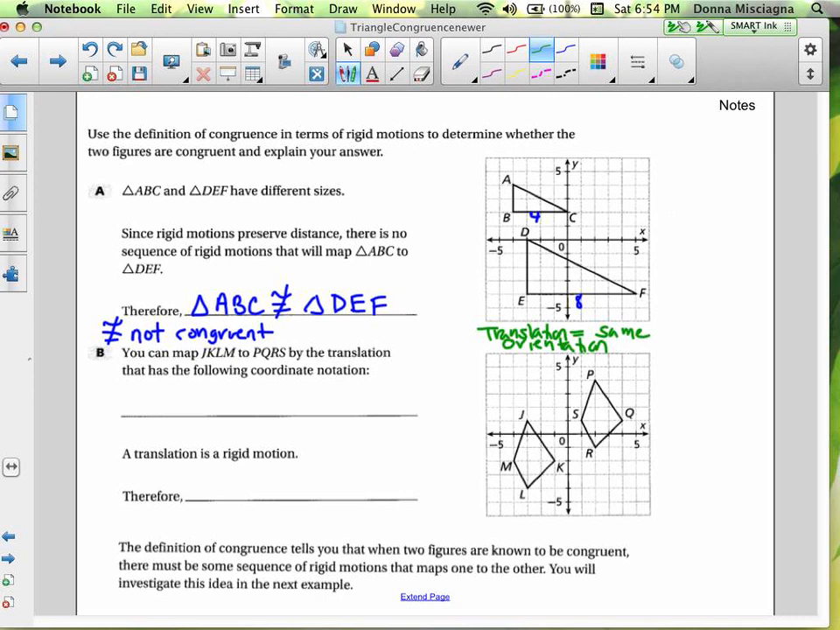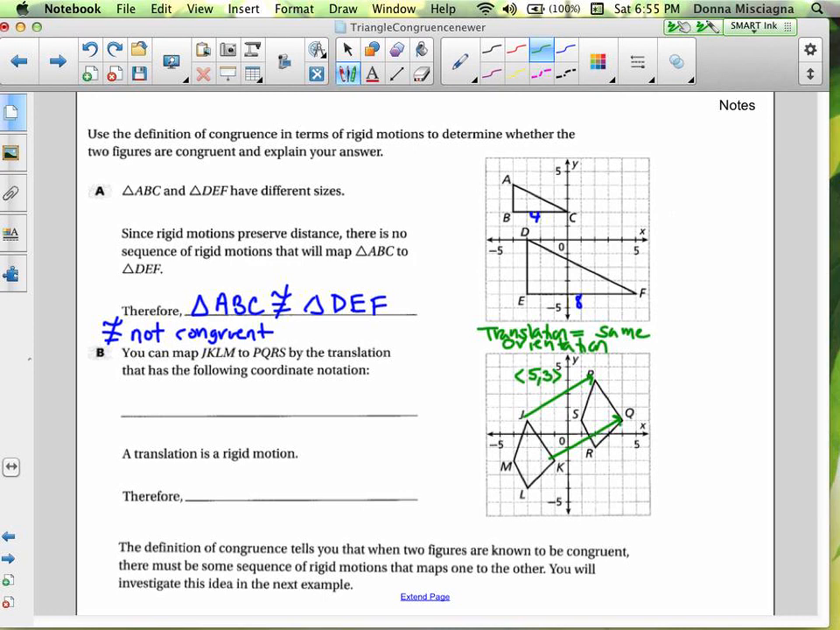So we're going to check all of our vertices. All right, so for J here, J is moving to P, right, because those two letters are first. Right, so we go 1, 2, 3, 4, 5 to the right, and 1, 2, 3 up. All right, so I'm just going to put a little vector there. 5, 3, because I didn't want to put dots everywhere. All right, let's check now K and Q. All right, 1, 2, 3, 4, 5 to the right, 1, 2, 3 up. All right, also the same vector.